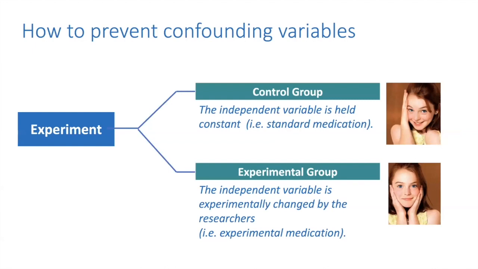This is a visualization of the previous slide with an example. As a reminder, in the experimental setup, you have a control and experimental group. In the control group, the independent variable is held constant. For instance, they receive the standard medicine. In the experimental group, the independent variable is experimentally changed by the researchers. For instance, they receive the experimental medicine. Ideally, both groups are identical in order to prevent confounding factors that might affect the results.